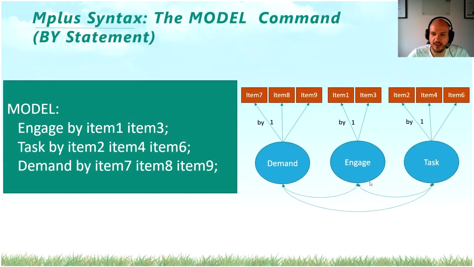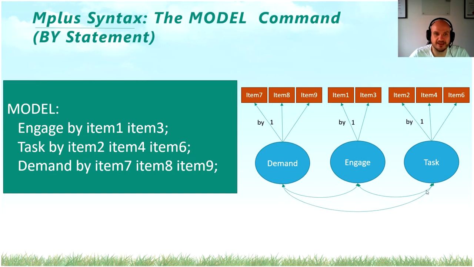This is kind of what it would look like. So an example of a BY statement where you create these latent variables, we've got engagement is made up of item 1 and 3, task by 2, 4, and 6, and demands by 7, 8, and 9. So here you can basically see that engagement is made up of these two items, demands these three items, task performance these three items. Now I didn't specify it in this sketch, otherwise it would get too complex, but every item also has an error variance attached to it. So you will also notice that there are correlations or covariances between these factors. You don't specify them.